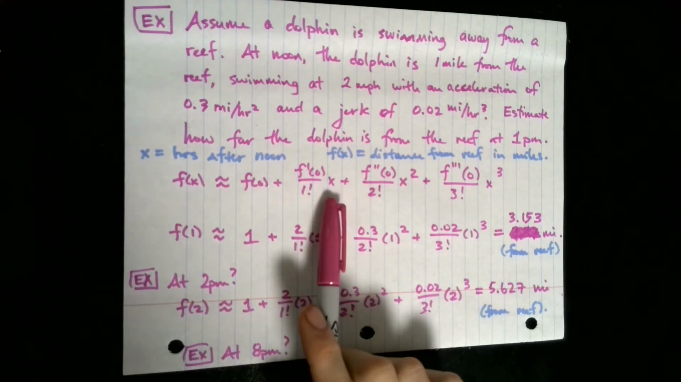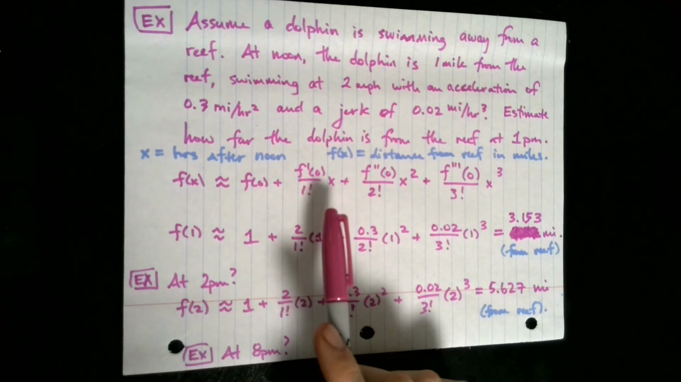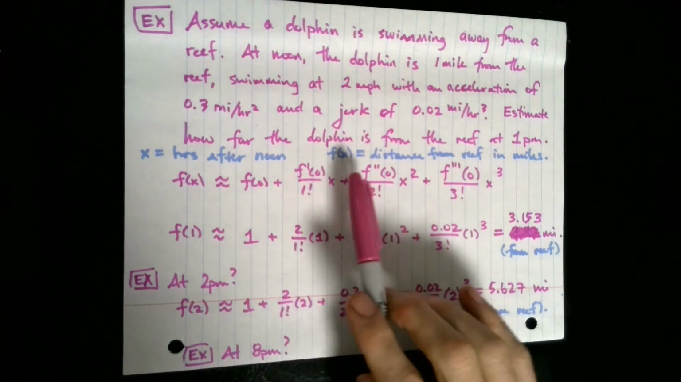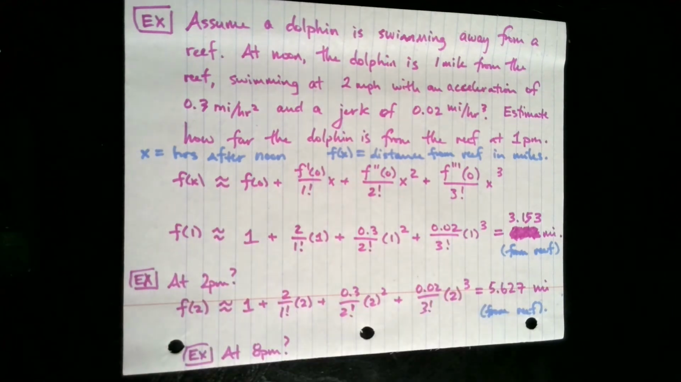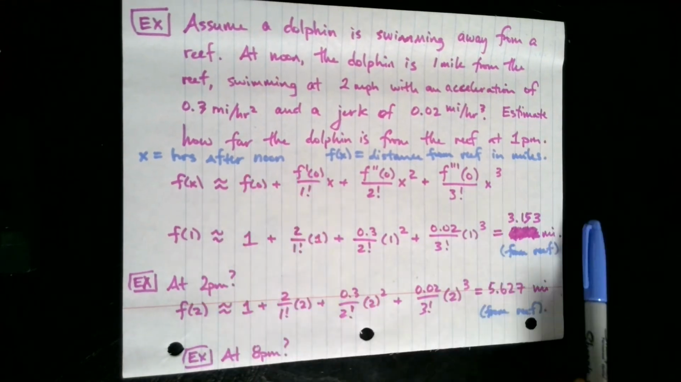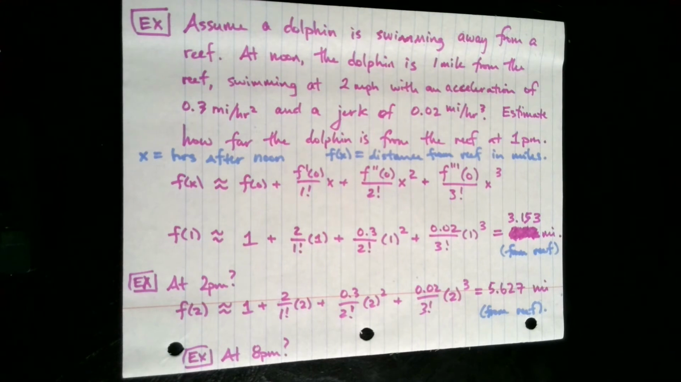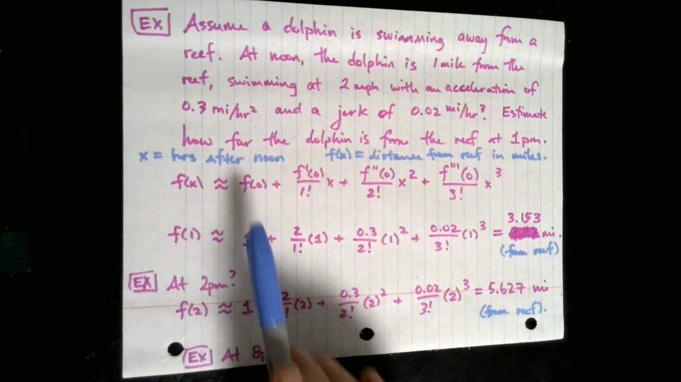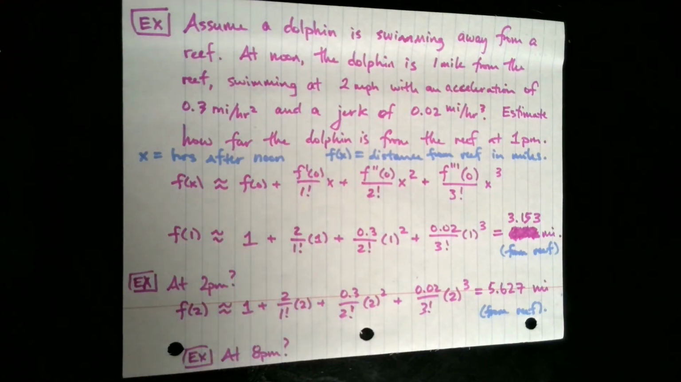So note, this is a Taylor polynomial centered at 0, because if we just take noon to be time equals 0, then that works out really nicely. And f of x, assume that's the distance from the reef, right? So initially, the distance from the reef is 1. So in fact, if you plug in a 1 here, which is the initial distance from the reef, and then 0 out all of the other values, you would get that f of 0 is equal to 1, which is precisely the case, right? At noon, the dolphin is 1 mile away from the reef.